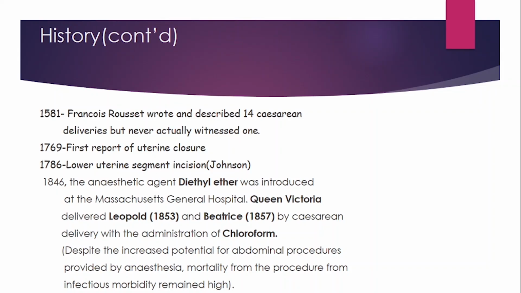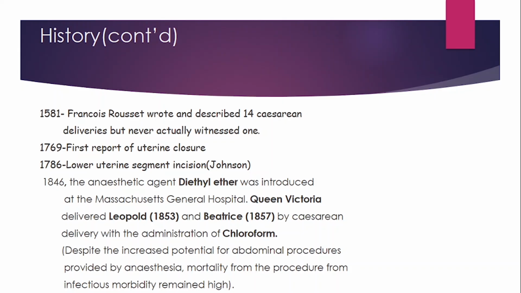That's to tell us that the perinatal and maternal mortality following cesarean section was very high in those days. So in 1581, Francois Rousset wrote and described 14 cesarean deliveries. But interestingly, he never saw any of these deliveries. And of course, the first report of uterine closure was recorded in 1769. That means in the earlier ones, the uterus was not closed after the procedure. So you can know why the mortality rate was so high in those days. And the first lower uterine segment incision that most of us use these days was first described in 1786.